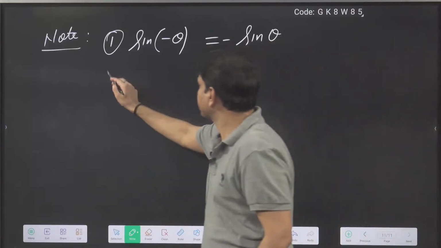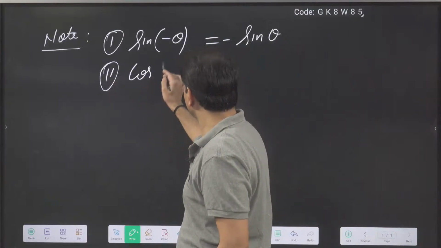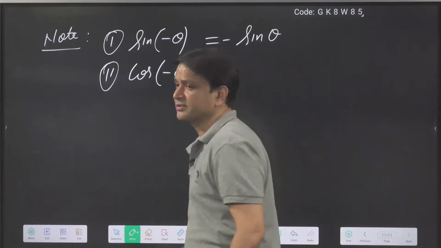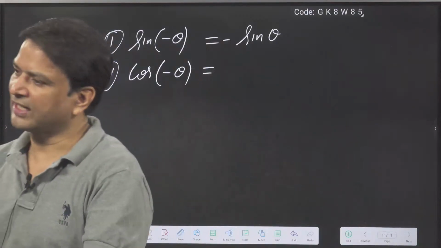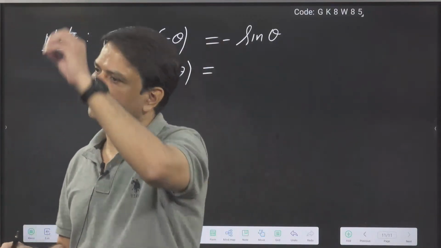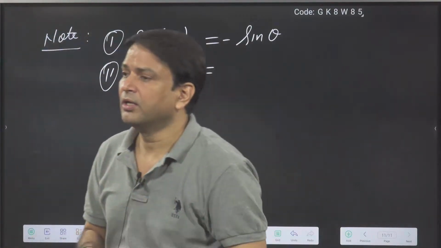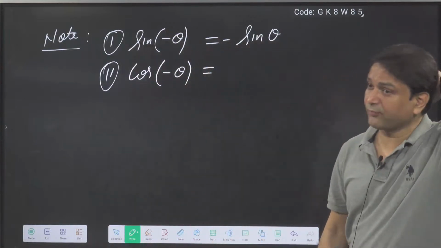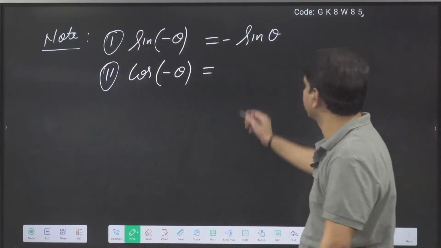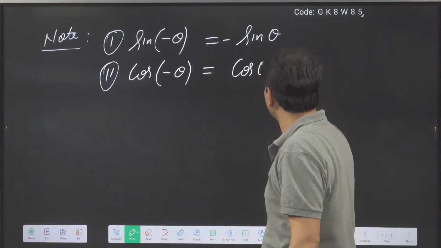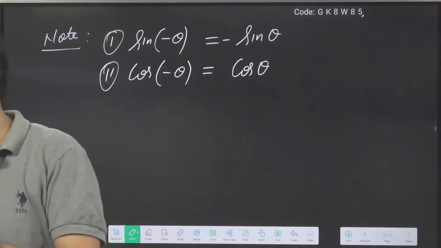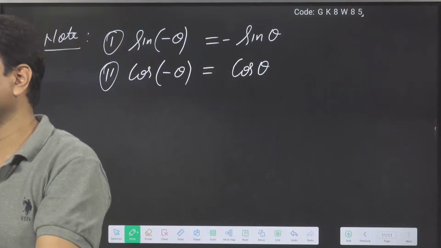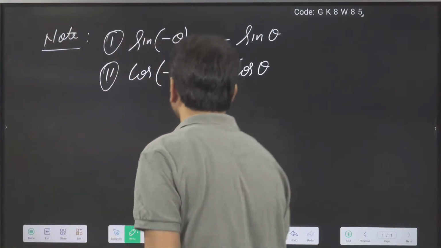But if I am saying cos of minus theta, minus theta is coming in the fourth quadrant. If theta is obtuse, then after more splitting, ultimately you will get the same answer. Cos in the fourth quadrant is positive, so directly I can say cos theta. So this formula you have to remember directly: cos of minus theta is cos theta, sine of minus theta is equal to minus sine theta.